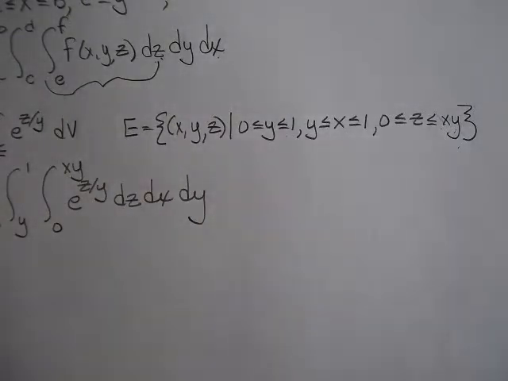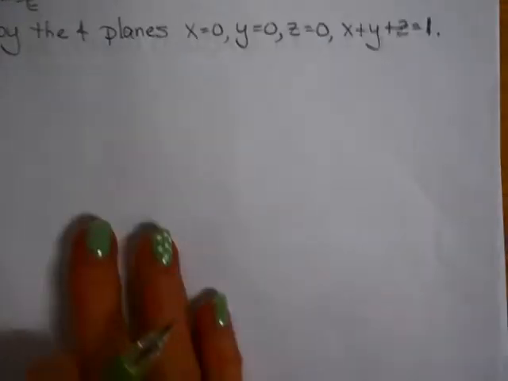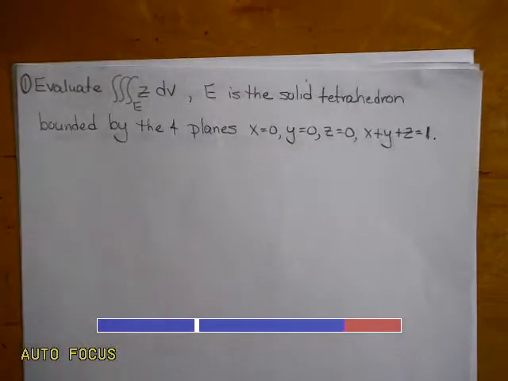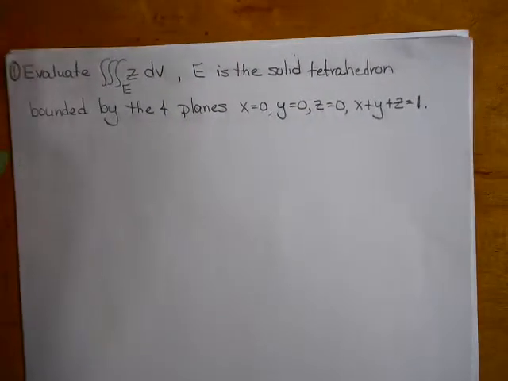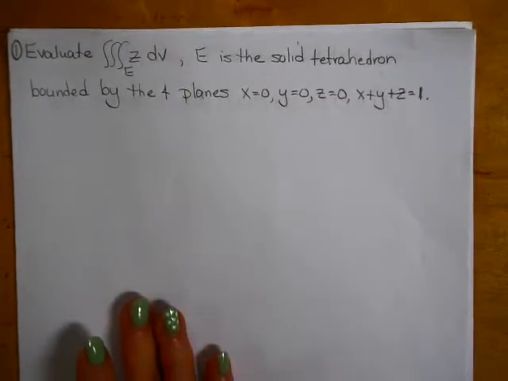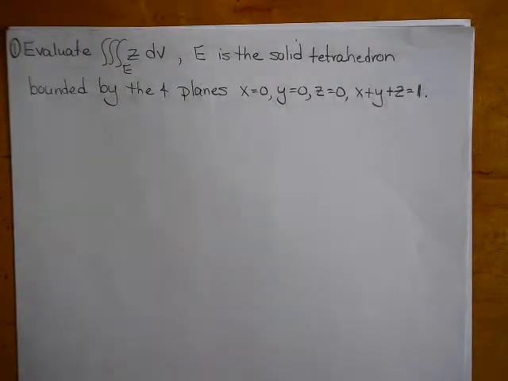All right, the challenge comes when you are given problems, and I went ahead and wrote them down. It's from your book. Evaluate the triple integral z dV, where E is a solid tetrahedron and it's bounded by 4 planes: x is equal to 0, y is equal to 0, z is equal to 0, and the plane x plus y plus z is equal to 1.